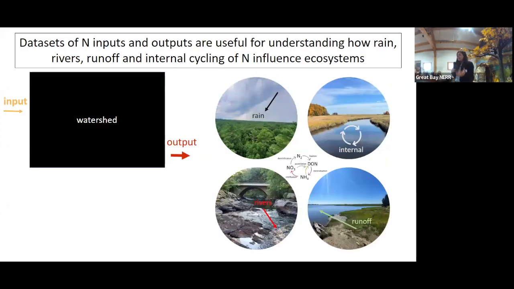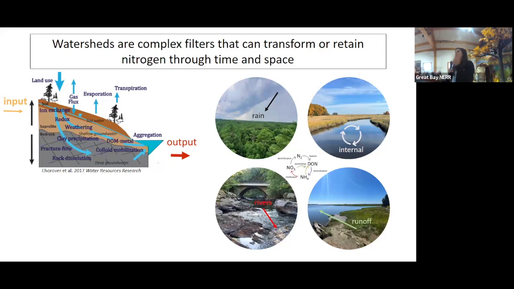So these data sets of inputs and outputs are useful for understanding how rain, rivers, runoff, and internal cycling of nitrogen are influencing Great Bay's water quality. And we usually explore these dynamics by treating the watershed as a black box. But it's important to remember that within the black box is a watershed that is extremely complex. It can filter, it can transform, it can retain nitrogen, and this happens across space and time.